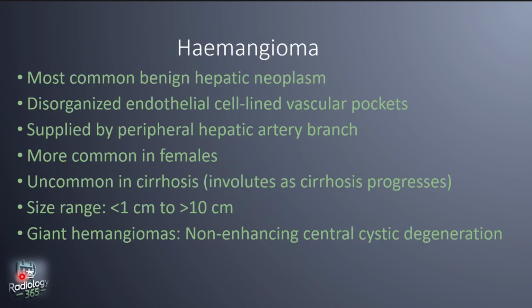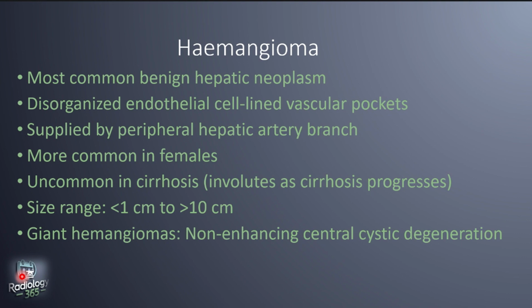Hepatic cavernous hemangioma is the most common benign hepatic neoplasm. It's composed of disorganized endothelial cell-lined pockets of blood vessels supplied by a peripheral branch of the hepatic artery. Hemangioma is more common in females and uncommon in cirrhosis. When a known hemangioma is sequentially followed in a patient with early cirrhosis, the hemangioma involutes as the liver becomes more cirrhotic.